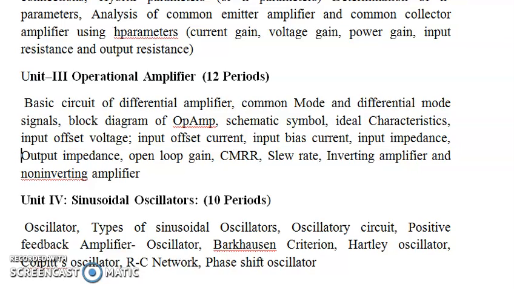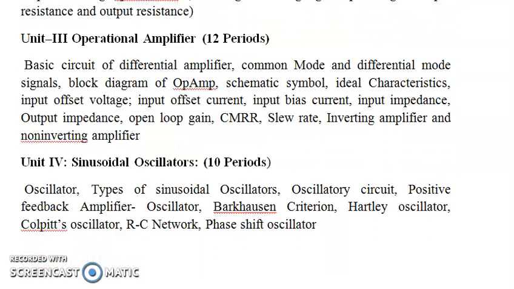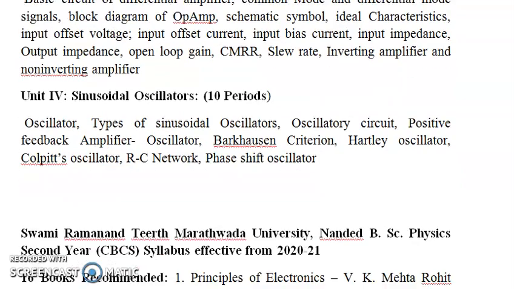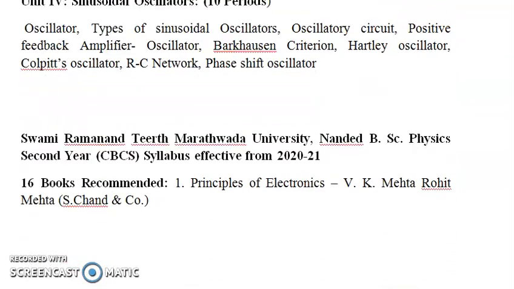And last unit is sinusoidal oscillators. Basically, what is an oscillator? What are the uses of an oscillator? Types of oscillators? What about feedback? And different types of oscillators such as Hartley oscillator, Colpitts oscillator, RC network, phase shift oscillator. What is the difference between these oscillators and which one is suitable, the best one? All these things we discuss in detail.